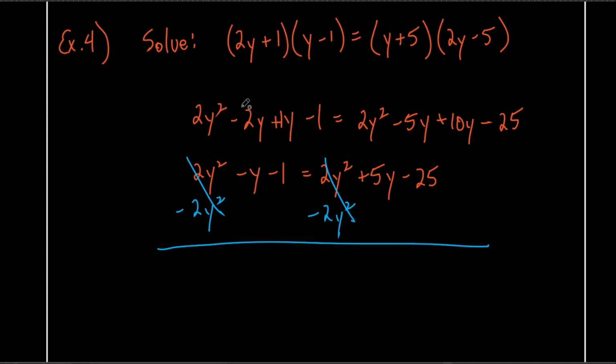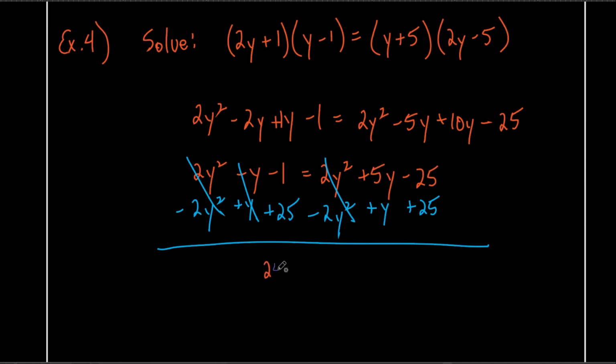Okay? Now, let's get the y's on one side. So I'm going to add a y. I'm going to add a y. So that cancels out. Let's get the 25 on the left-hand side. So I'm going to add a 25. I'm going to add a 25. Okay? We're almost done. If I can change the color of this. There we go. Okay, let's see what happens.